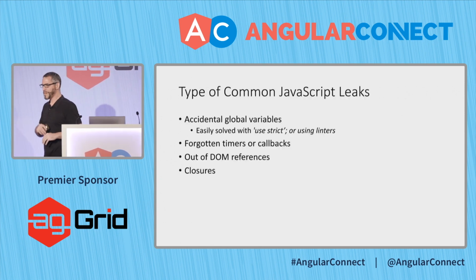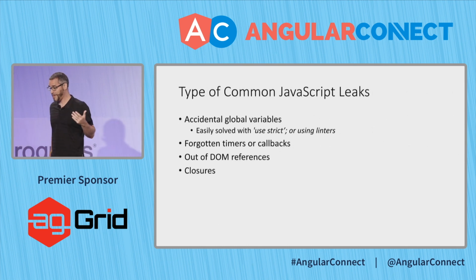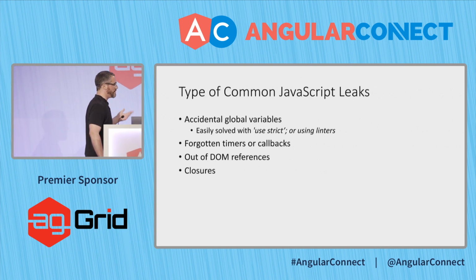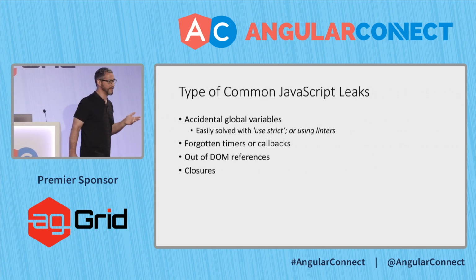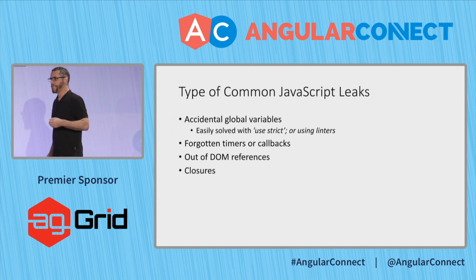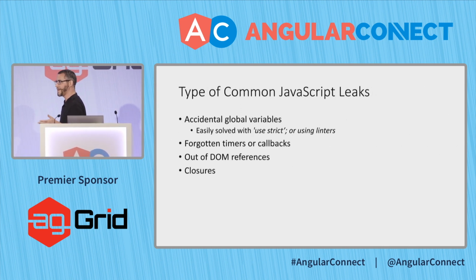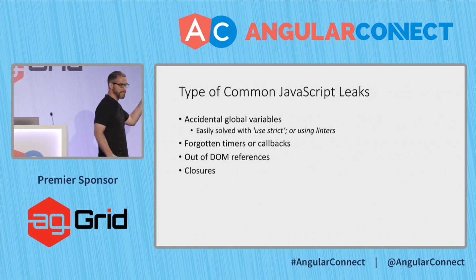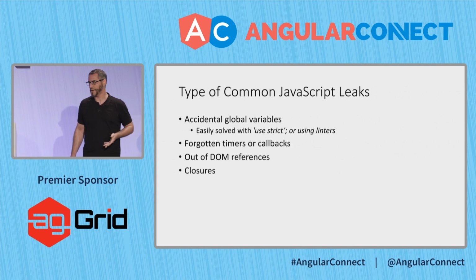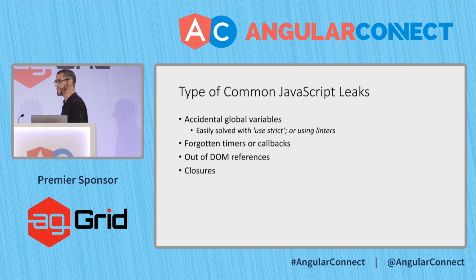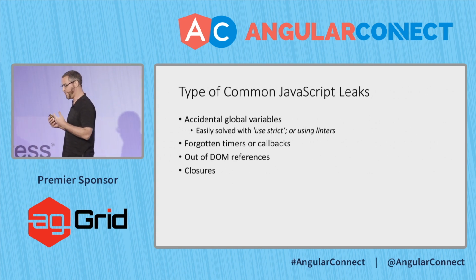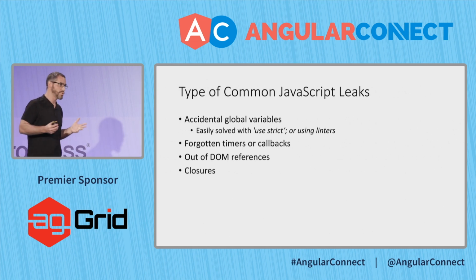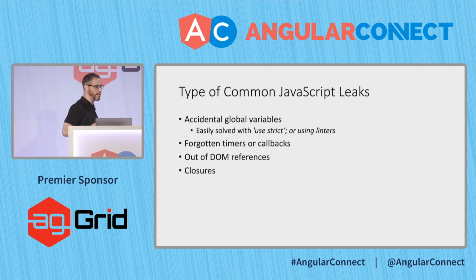JavaScript is garbage collected, but you can still create memory leaks with JavaScript. Accidental global variables can cause memory leaks, but they are easily resolved with linters. Just check that you don't have globals. Forgotten timers and callbacks are another thing that can cause memory leaks. Out of DOM references: you put some element out of the DOM that includes some references to it, and boom, you have a memory leak. And closures. We all love closures in JavaScript, but a closure is a variable inside a function that finished running, and that variable is kept alive. So closures can potentially cause memory leaks if you are using tons of closures and you are not releasing them.